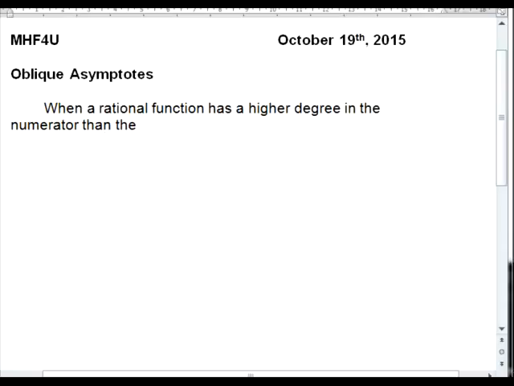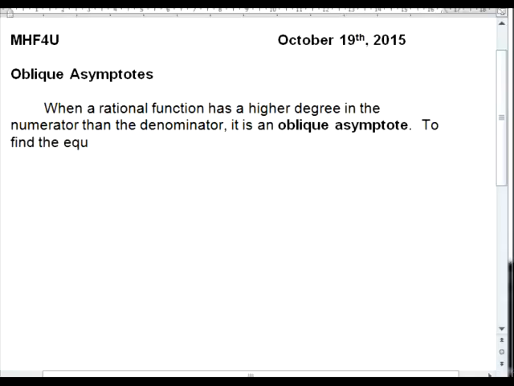An oblique asymptote, we'll say it again: when a rational function has a higher degree in the numerator than the denominator, it has an oblique asymptote. To find the equation of the asymptote, use long or synthetic division.